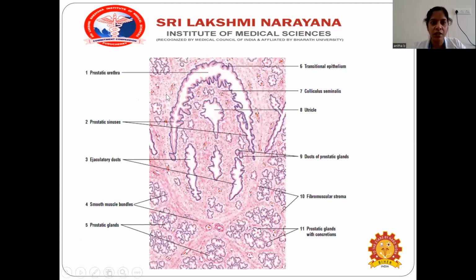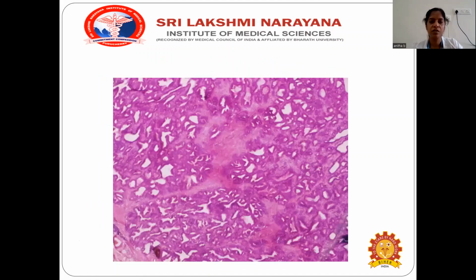So you can see in this section the prostatic urethra. This is the prostatic urethra. This is the utricle, okay, and the ejaculatory duct you can see. For the rest, you can see the fibromuscular stroma. You can see the glands, prostatic glands. Okay, you understand now? So this is also a slide showing the prostate gland.